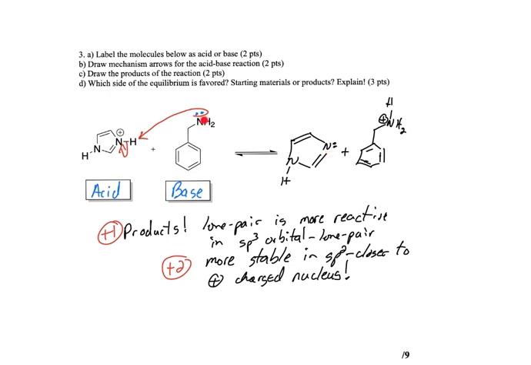Or you could think of this lone pair as an sp3 hybrid orbital, which is farther from the nucleus, which makes it more reactive. So something that's more reactive is going to react. That makes the products more favorable. So that was the idea. It was basically taking hybridization state and basicity and seeing if you can understand how that would affect those things.